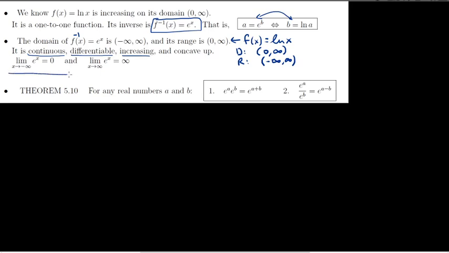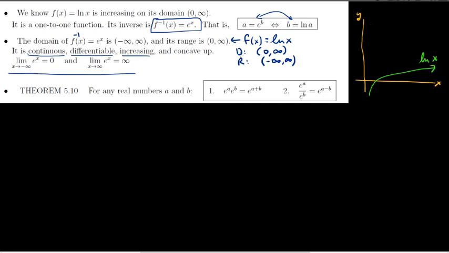We also have these two limits here. As x goes to negative infinity, you get 0. If you go to positive infinity, you get infinity. And I'm going to do a very, very rough graph here. So first, let's graph the log function one more time. The log function looks like this. So that's natural log of x.